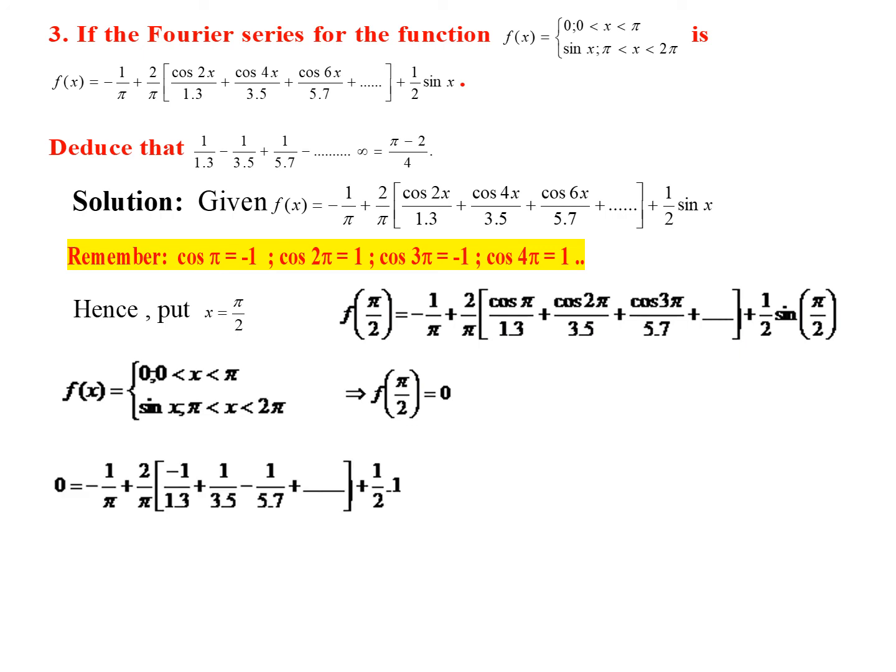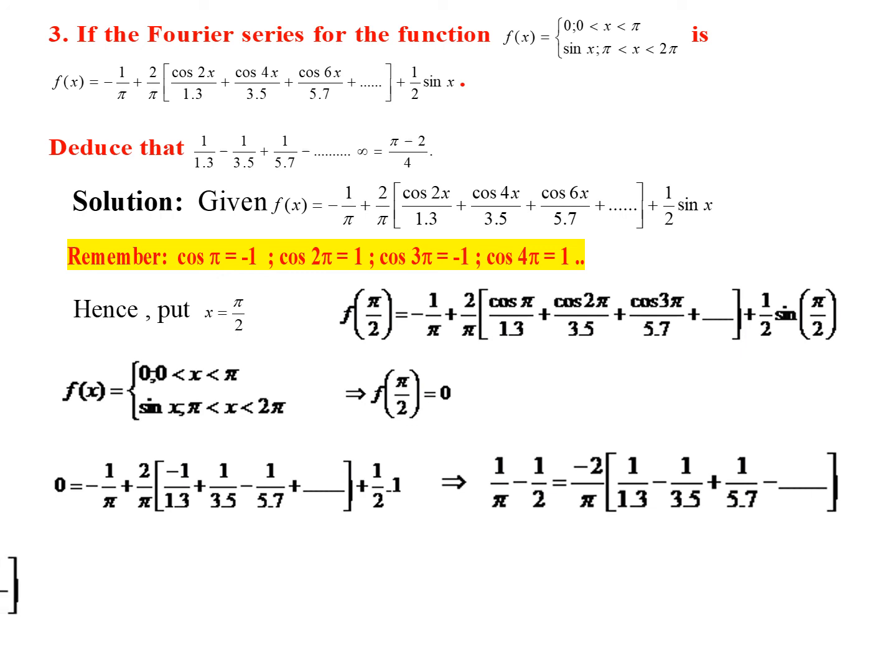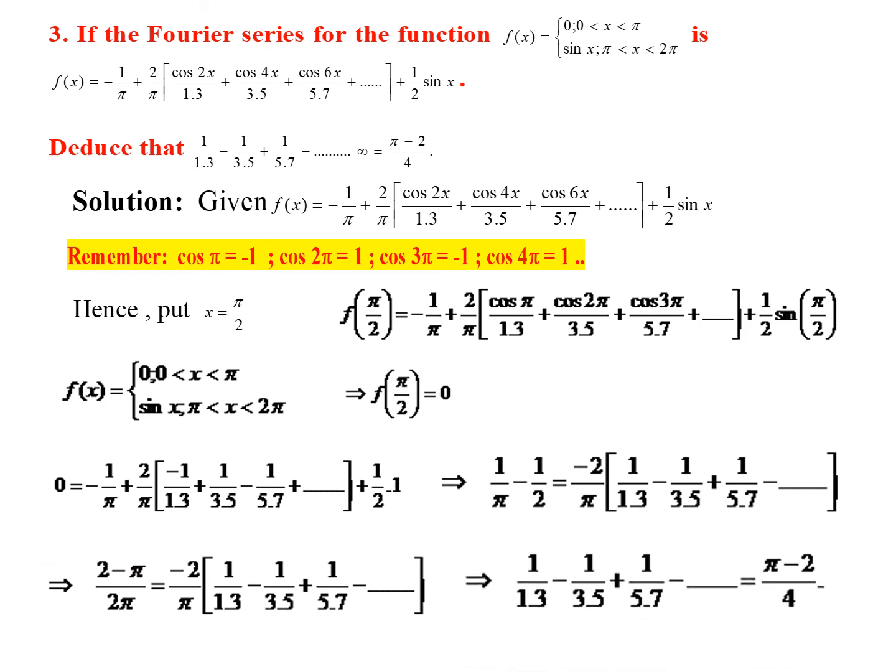So let us substitute f of π by 2 in the series. 0 equals minus 1 by π plus 2 by π into cos π, cos 2π, cos 3π values, and all you substitute respectively as minus 1, 1, minus 1, etc. And you get this series. Now from here, just make a small simplification. We have like this. And then taking the LCM of the left side. So finally, the value of the series 1 by 1 into 3 minus 1 by 3 into 5 plus etc. is π minus 2 by 4.